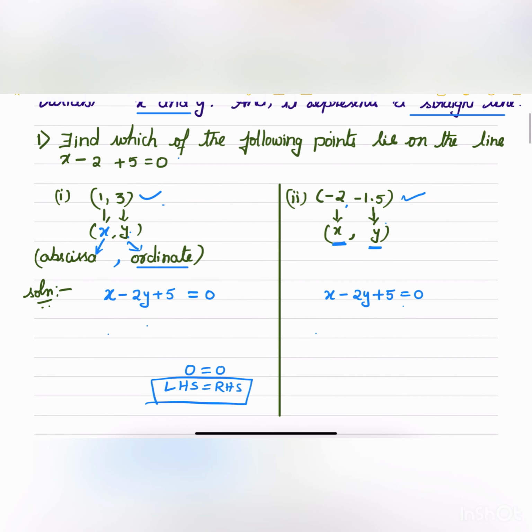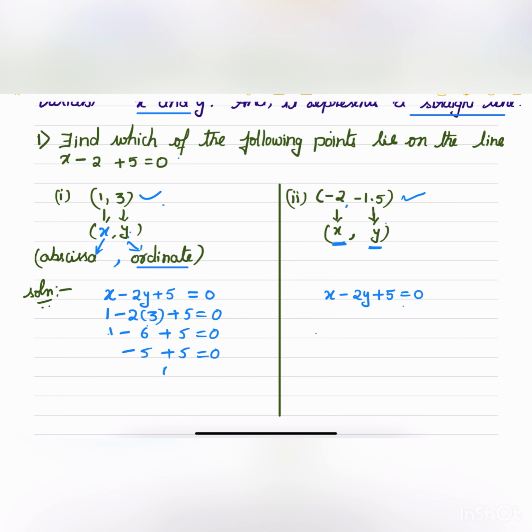Let us substitute these values in the given equation. x is 1 in this case and y is 3 in this case. 1 - 2 × 3 + 5 = 0. 1 - 6 + 5 = 0. -5 + 5 = 0. So 0 is equal to 0. LHS is equal to RHS. Hence this point, that is (1, 3), lies on the line x - 2y + 5 = 0.